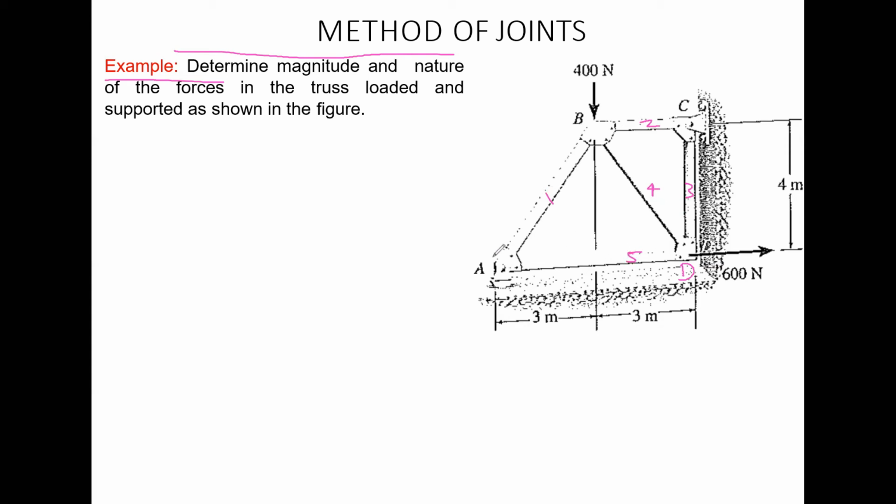So there are 5 members, and how many joints? Joint A, joint B, joint C, and joint D. So there are 5 members and 4 joints. So 4 joints means 2j minus 3 is equal to 8 minus 3, that is 5, and n is equal to 5. So it is a perfect frame. So we can solve this frame for finding the magnitude and nature of forces in the members and support. So we can apply the method of joints, and let's start.